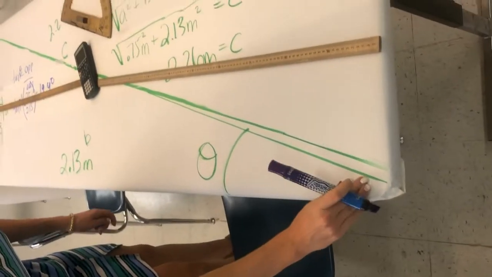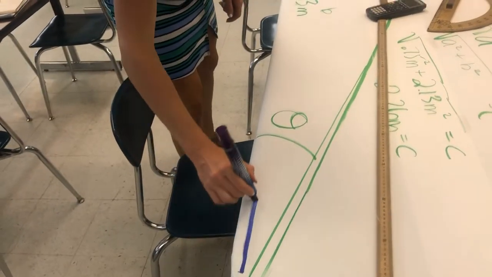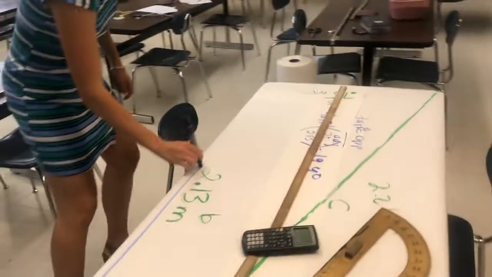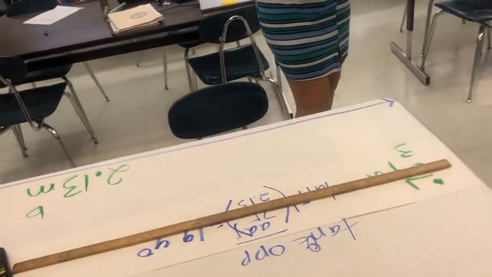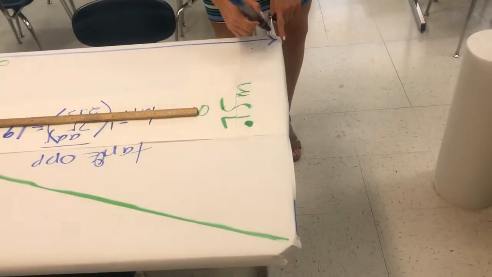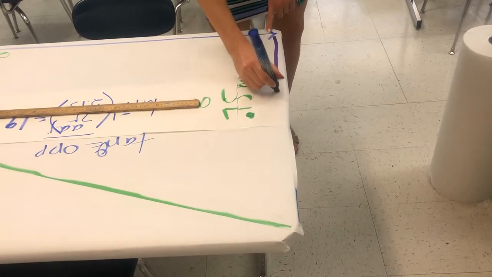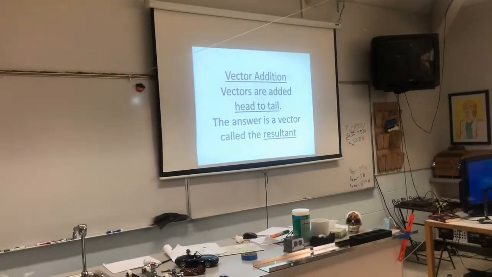I'm just going to freehand draw it. So we started over here, kind of like we did. Okay, walk this way, 2.13 meters, whatever, right there. There's one vector arrow. And then I have to add this one to the head of this one, head to tail, head to tail. Okay, then what does it say up there? The answer is a vector called a resultant.